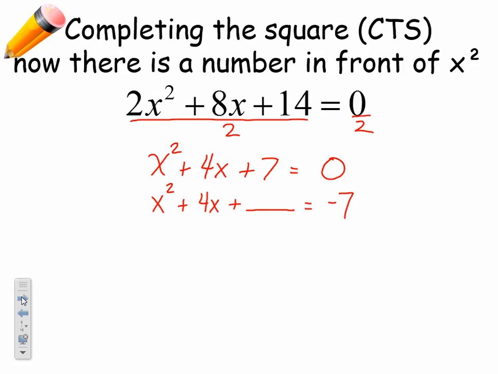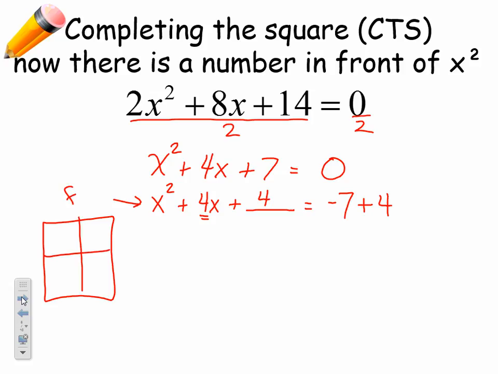Now fill in the blank. Half of 4 is 2. 2 times itself is 4. Filling in the blank with 4. This then becomes factorable. What multiplies to make 4 and adds to make 4? We've already done this one. 2 and 2.